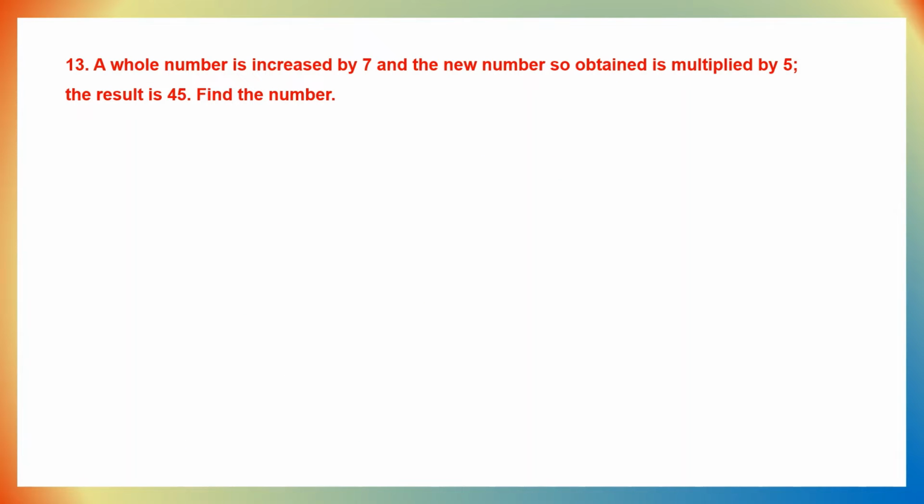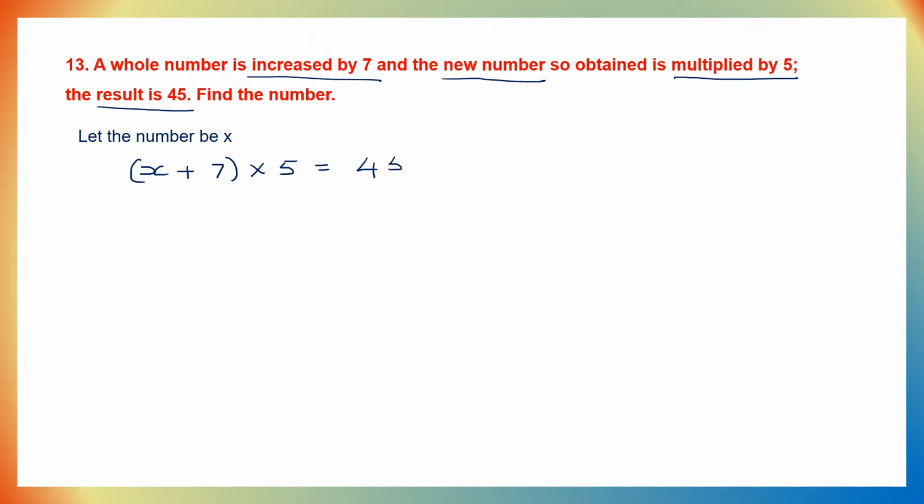Question 13. A whole number is increased by 7 and the new number so obtained is multiplied by 5. The result is 45. Now let's go slowly. Okay. So we're talking about a whole number. So let the number be x. Now if this is first increased by 7, that means it becomes x plus 7. Now the new number. So this is the new number. If this is multiplied by 5, so let's multiply this whole thing by 5. Then they're saying the result is 45. Now we have to find the number. And the number we said is x.